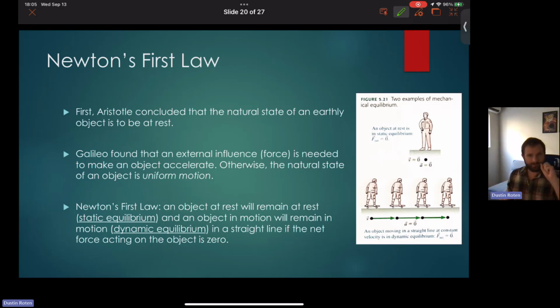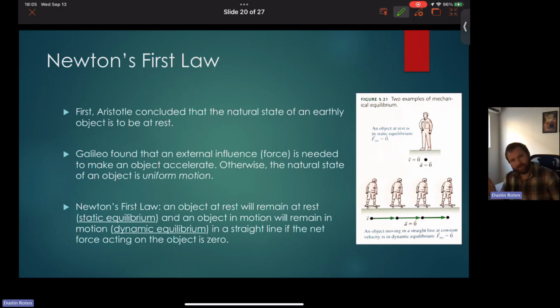So that was Newton's first law. I'm sorry, Newton's second law, which is F equals ma. Now let's look at Newton's first law. We got to here basically from Aristotle. Aristotle's first thought was, oh, the natural state of anything on Earth is to be at rest. That's how everything wants to be, and then you have to do something to it to make it not be at rest.